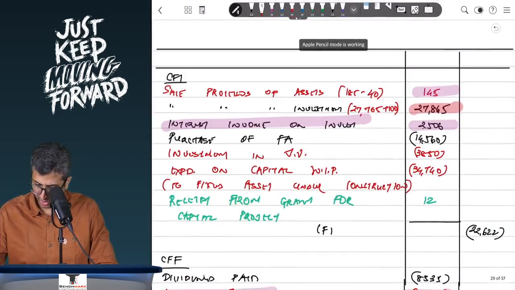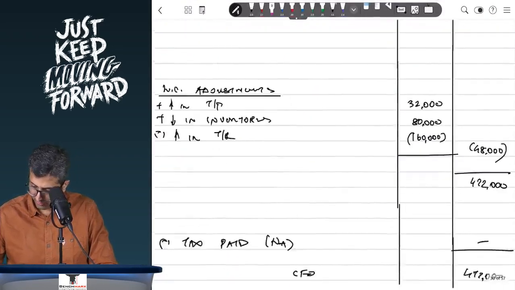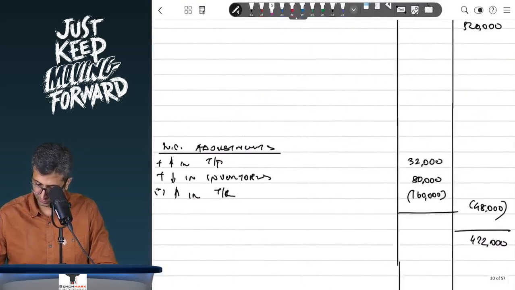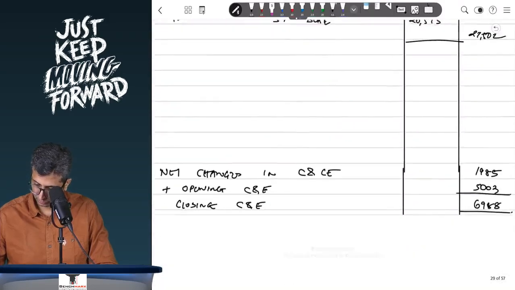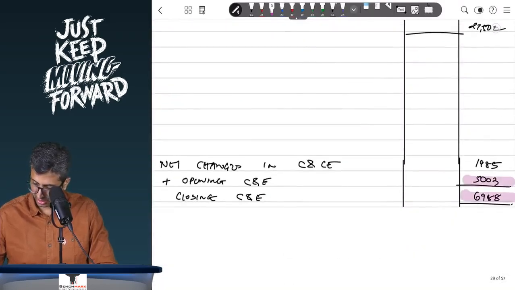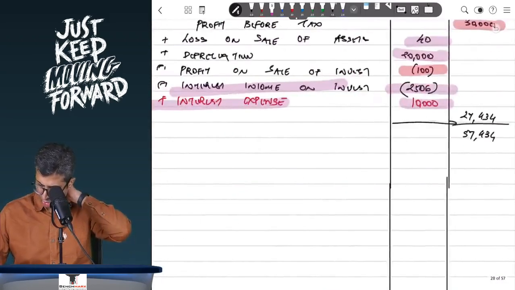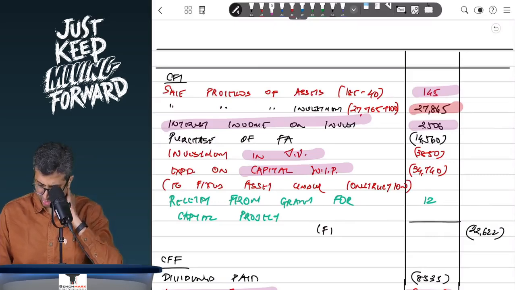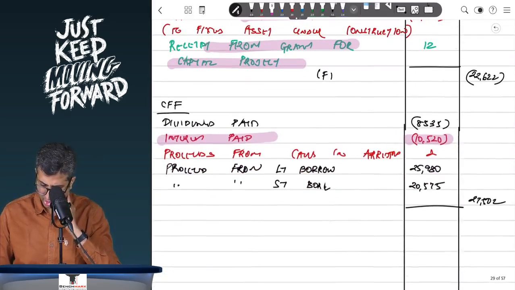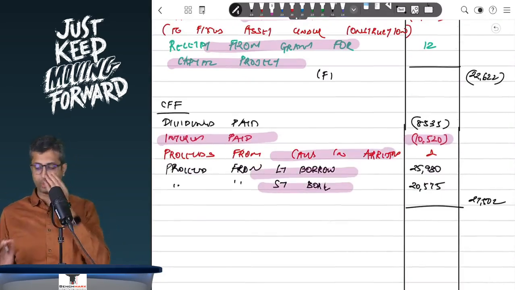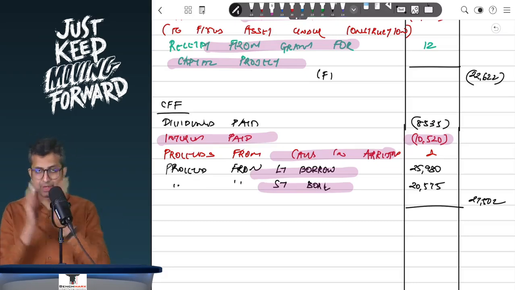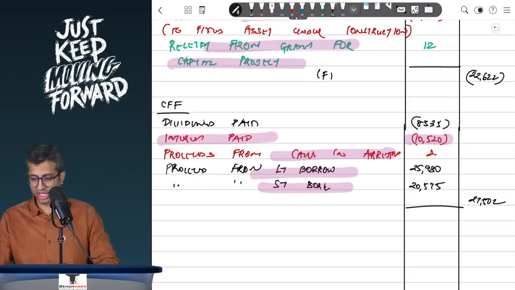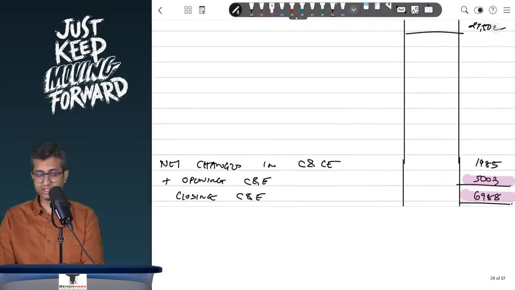So if you go to see over here, 5,003, 6,998. अच्छा, इसके अलावा all of these investments, joint venture, construction work in progress, grant for capital project, all of them will come over here. Calls in arrears, long-term borrowing, short-term borrowing, all of them will come over here, and then you will total and pray to the God that your cash flow statement in a way reconciles.